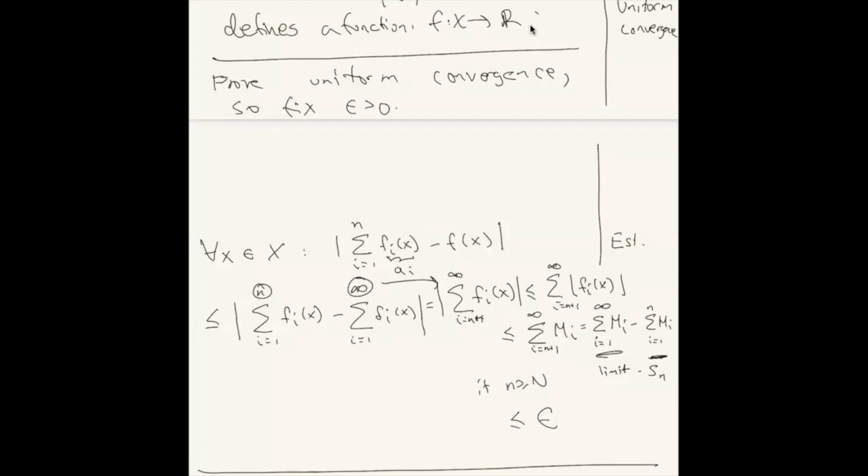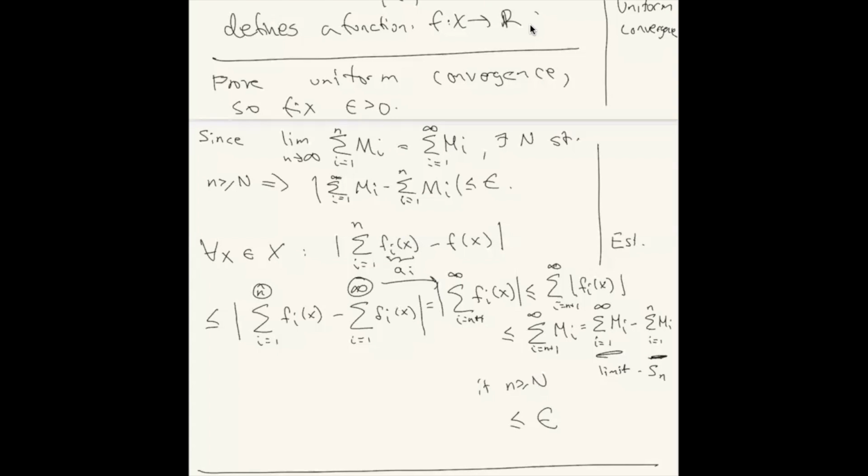So let's make this rigorous. Since the limit as n goes to infinity of the partial sum of M_i's is equal to the infinite sum of M_i's, there exists an N such that if n is bigger than or equal to capital N, then the difference between these, and this is bigger than that because you're summing in more terms, is less than or equal to epsilon. Technically these are absolute values, but because it's positive, you don't have to put the absolute values.